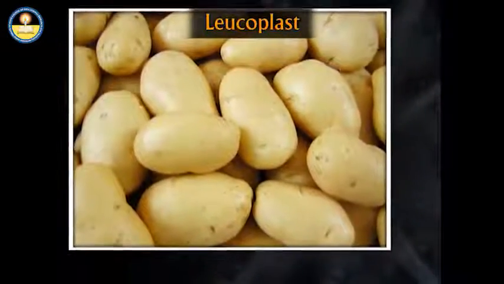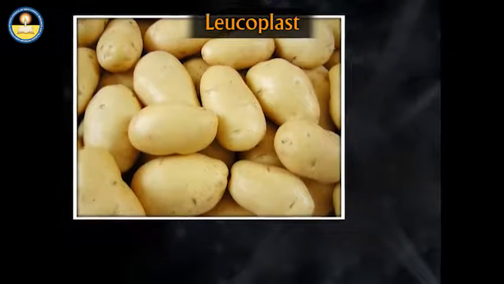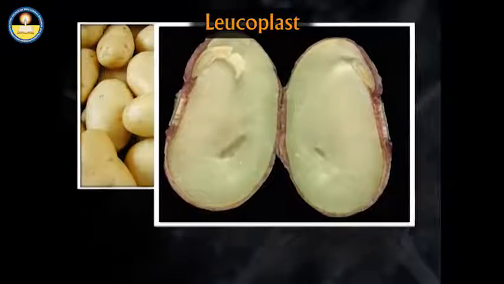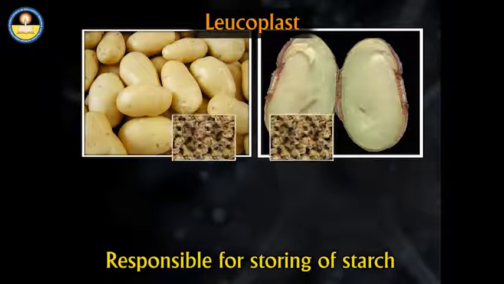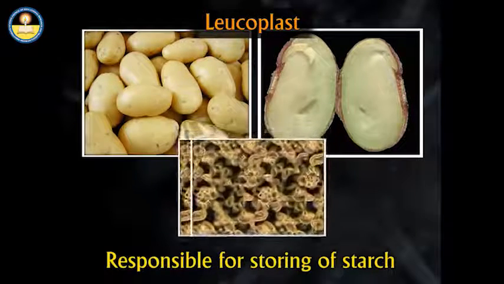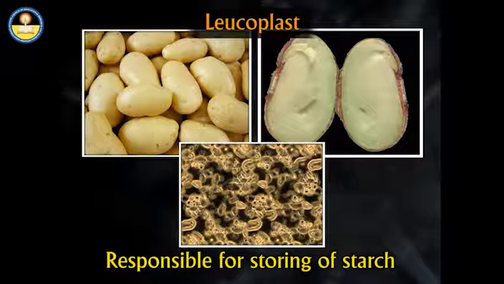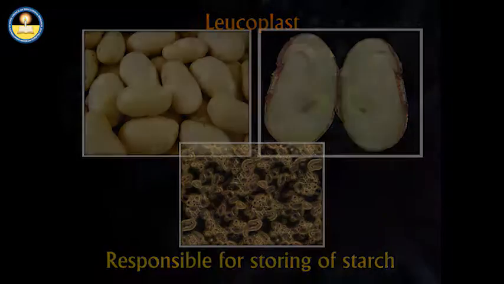Leucoplast. Leucoplasts are colorless plastids found in tubers and cotyledons. The function of leucoplasts is to transform glucose into starch. Starch is the form of carbohydrate in which the food is stored in plants.